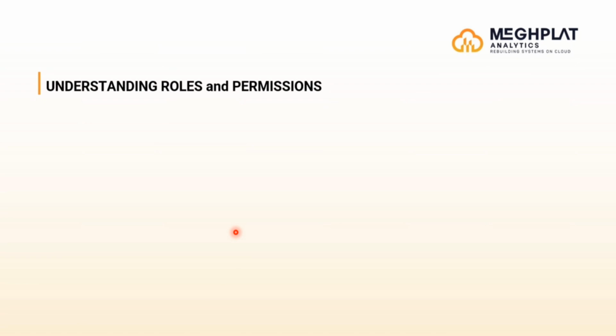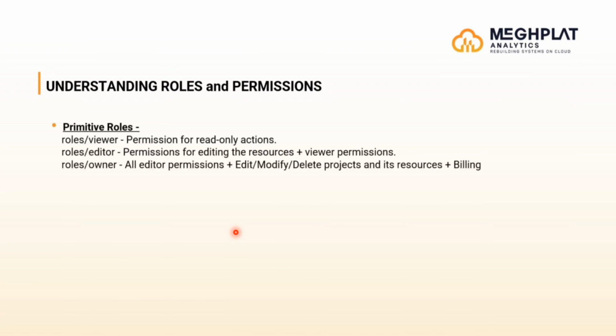Let's try to understand roles and permissions. GCP provides three different types of roles. The first one is primitive roles. Viewer, permission for read-only actions. Editor, permissions for editing the resources and also viewer permissions. Owner, all editor permissions plus edit, modify, delete projects and its resources plus billing.